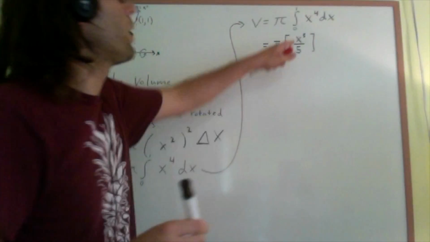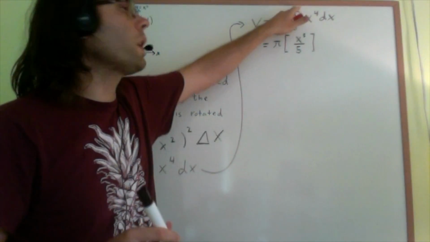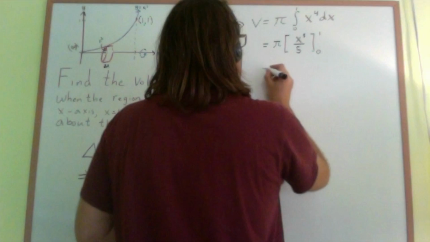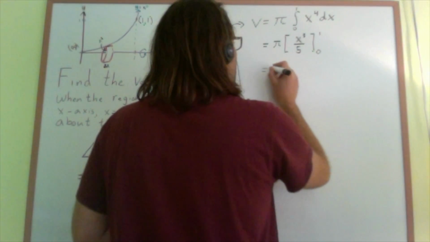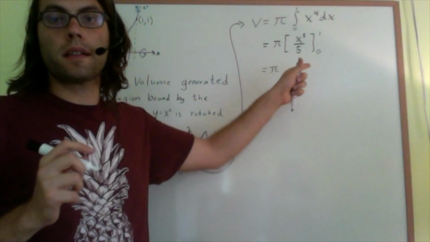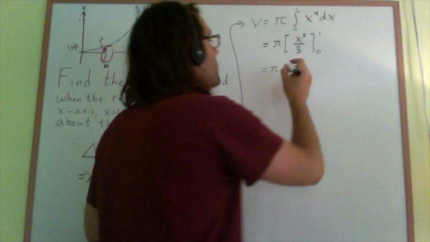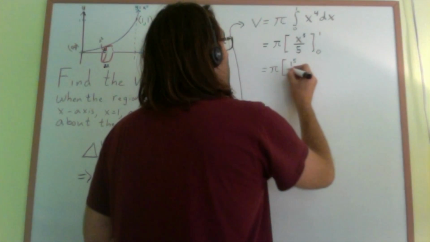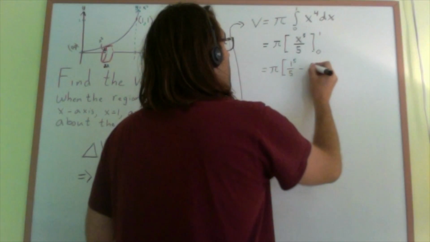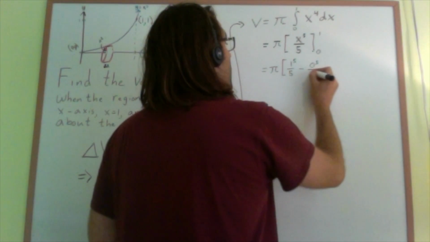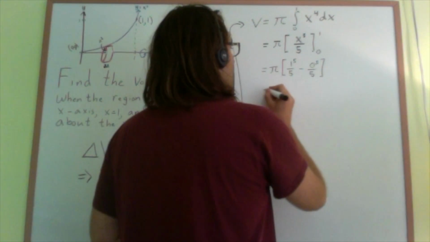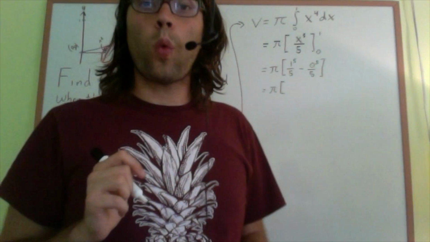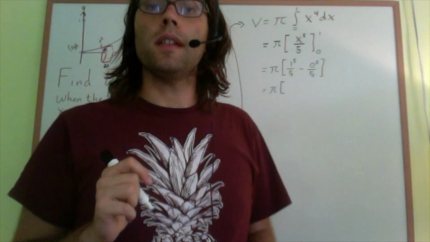And of course, our bounds of integration are 0 and 1. And then we plug in the top and we subtract the bottom. So this becomes 1 to the fifth over 5 minus 0 to the fifth over 5. 1 to the fifth is, of course, 1. 0 to the fifth is 0.